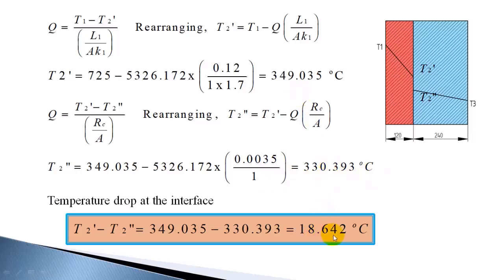There is a drop of 18.642 degrees centigrade from T2 dash to T2 double dash, from 349.035 degrees centigrade to 330.393 degrees centigrade. Temperature is dropping only at the interface. So the temperature drop at the interface is this, T2 dash minus T2 double dash.